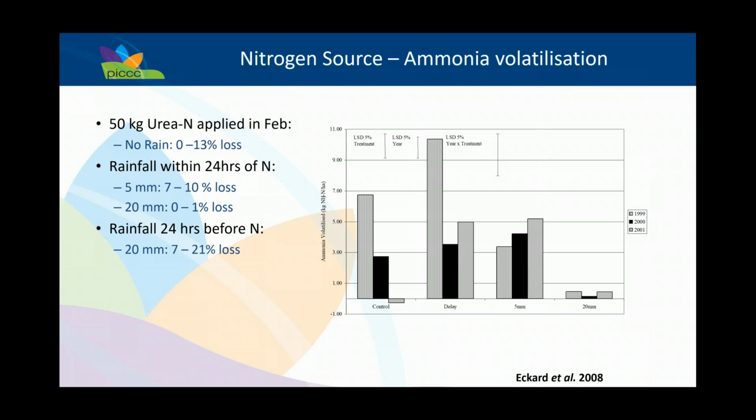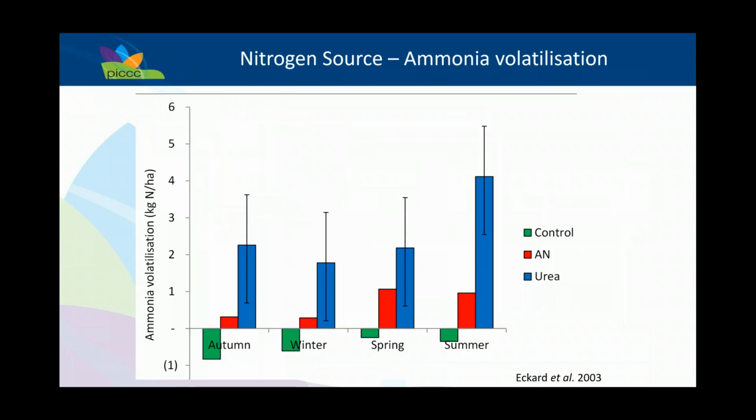So that's what we would consider to be the worst case scenario that you can create: putting nitrogen fertilizer on after a rain in the middle of a hot, dry February, you can get 21% loss. We have some experiments that say it could be up to 30%, but that would be an extreme case. So you can usually manage ammonia volatilization. And this is an example of how it changes through the year, where we measured either the green bars in each season, not putting any nitrogen on.